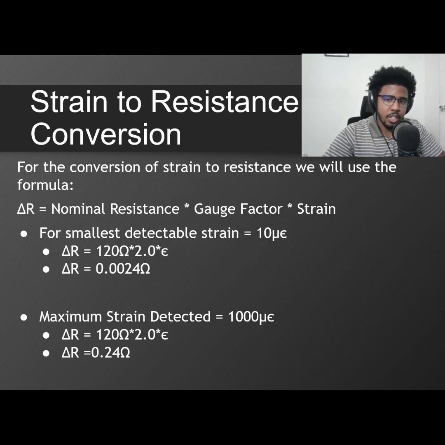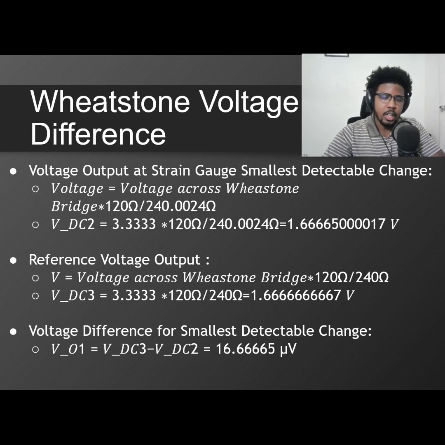For the strain to resistance conversion, the equation is the nominal resistance multiplied by the gauge factor multiplied by the strain. That gives us the change in resistance. So for the smallest detectable strain of 10 microns, we get 0.0024 ohms. For the maximum strain of 1000 microns, we get 0.24 ohms. Now we convert this to voltage and get the voltage difference.